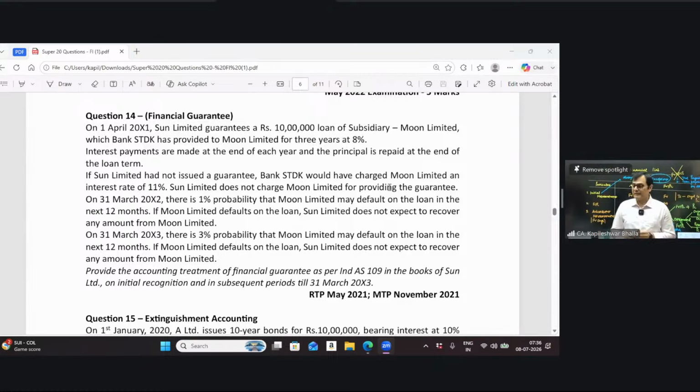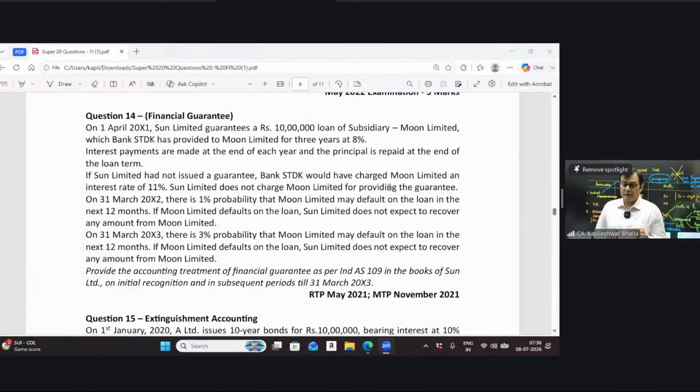The interest payments are made at the end of each year and the principal is repaid at the end of the term loan. If Sun had not issued a guarantee, the bank would have charged Moon an interest rate of 11%. So we can definitely identify at this stage the interest rate without the guarantee, 11%. The interest rate with the guarantee is 8%. So we know the value of the guarantee is the difference between the interest rates, that is 3%. It says Sun does not charge Moon for providing the guarantee.